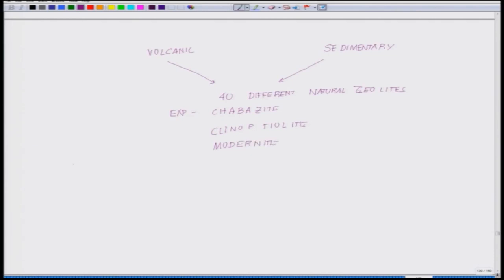Whereas there are at least 150 artificial zeolites which have been made. A stands for artificial, which has been man-made zeolites. Like you have zeolite A, which is used in laundry detergent.